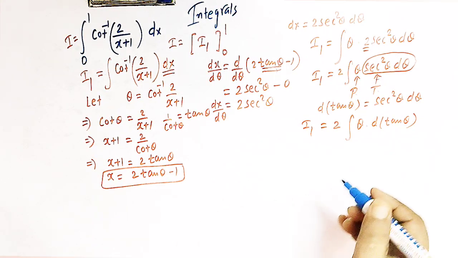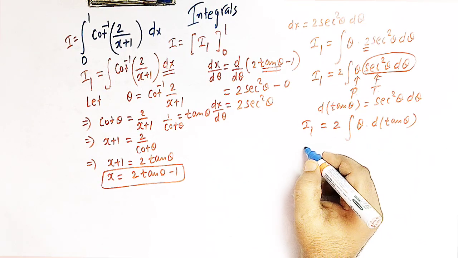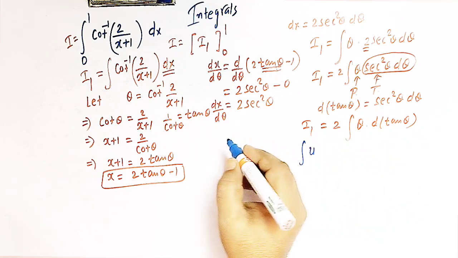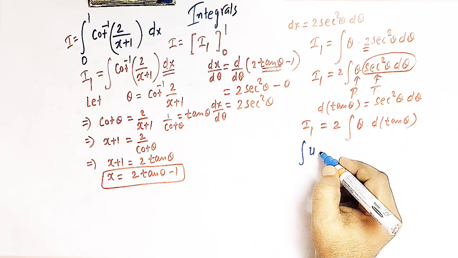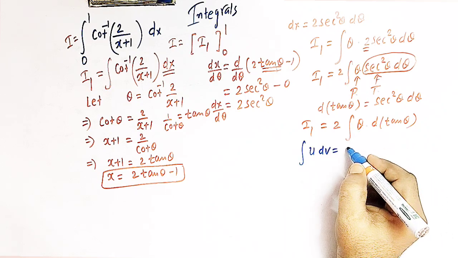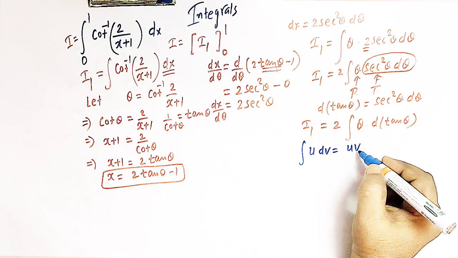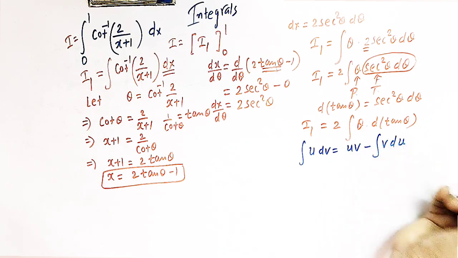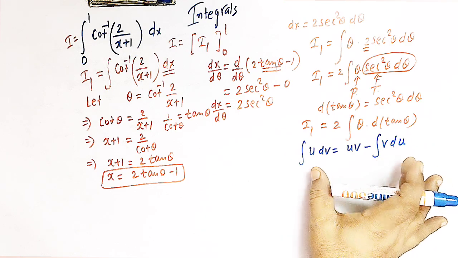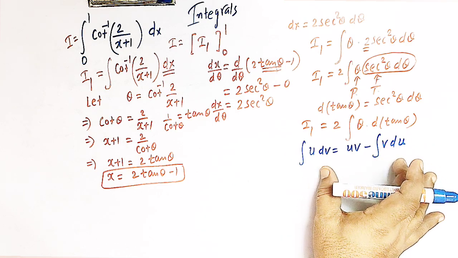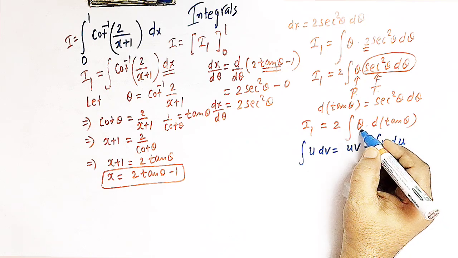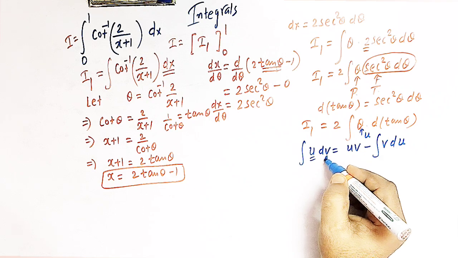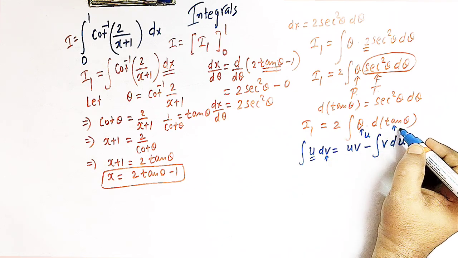The integration by parts formula says that if we have two functions u and v, which are functions of say theta, then the integral of u dv is given by uv, the product of u and v, minus the integral of v du. This is the formula for integration by parts. Here we can take theta as u and v as tangent of theta.